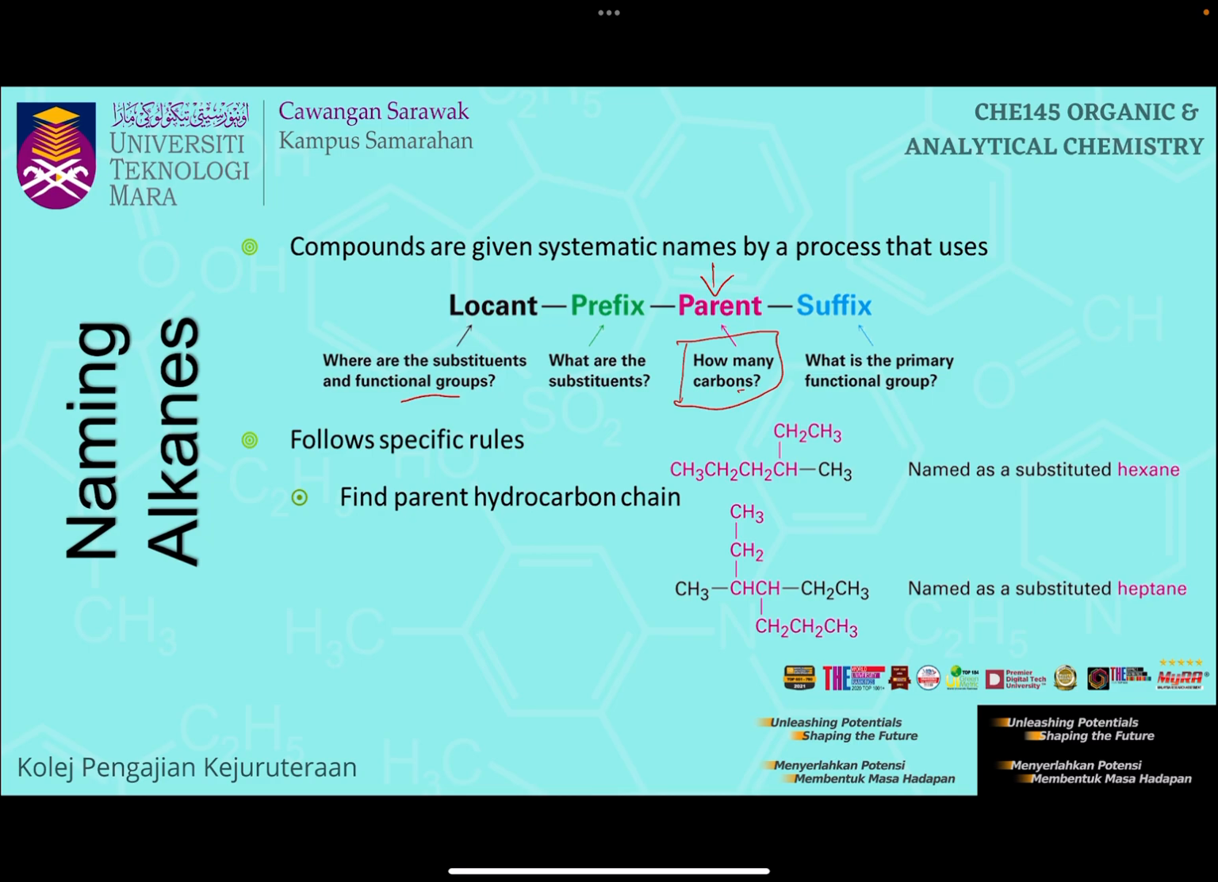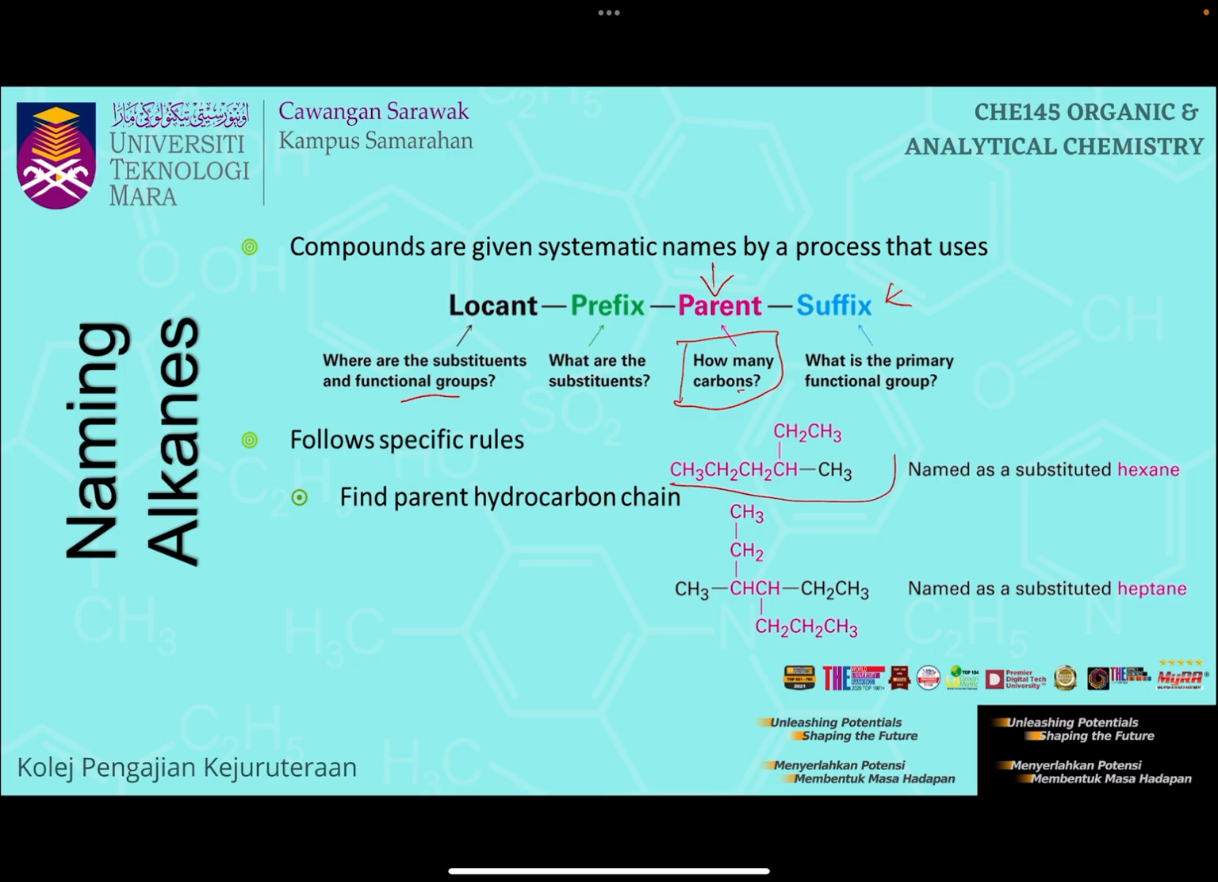If it's all saturated, you have the alkane. If there's a double bond, you have to find the longest chain that consists of the double bond or triple bond. That will be your parent and your suffix. Also do not forget, if there's a double bond or triple bond, you have to give them the number of the carbon at which it is attached. Prefix and locant are talking about the other substituent groups, like methyl, ethyl, or if you have bromo, chloro.